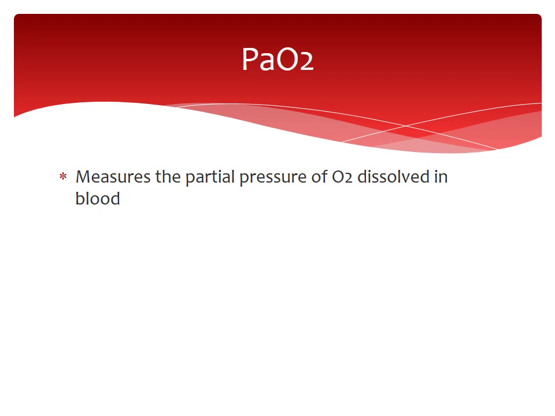So PaO2 is the measurement of the partial pressure of oxygen dissolved in blood. This is not a measurement of ventilation. CO2 is a measurement of your ventilation. PaO2 is a measurement of your oxygenation. So a normal oxygen level in your blood should be 80 to 100. Anything less is considered hypoxic.